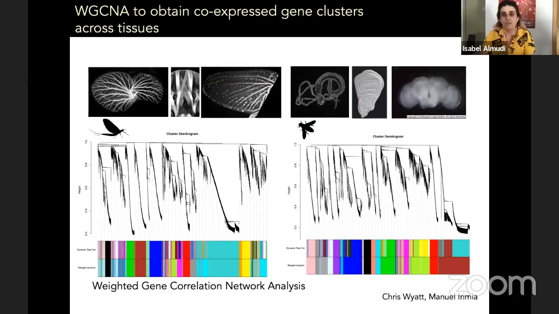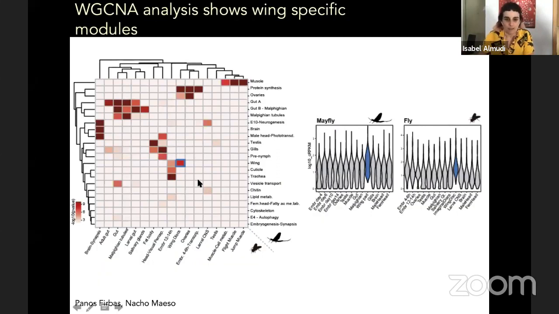And finally, I just want to, as I said at the beginning, mayflies are key to understand the origin of wings in insects. And for that, we performed a different type of analysis, the clustering analysis, WGCNA. What WGCNA gives us is clusters of genes that are expressed in a tissue-specific manner. So we did that for the mayfly and also for Drosophila. And then we made pairwise comparisons between the modules of the two species to see how similar or different they were. And here you can see the results.